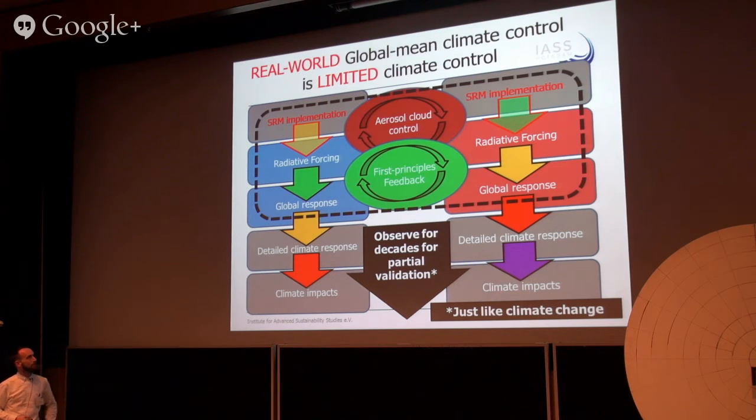So I think this is my most important slide. Climate control is probably possible. I think we'll need to demonstrate this, but it is very limited. It operates on a timescale of decades. We wouldn't fully know all the details. We'd have to trust our models to justify doing it. That's quite different from perhaps, maybe control is the wrong term here, but just to be clear, it's possible, but limited.